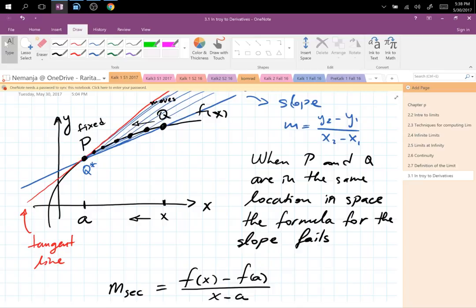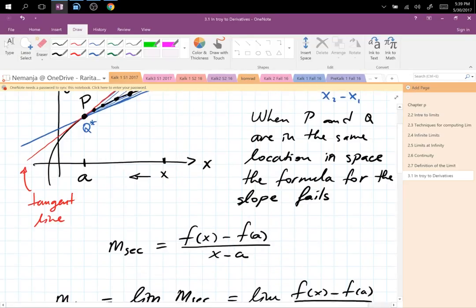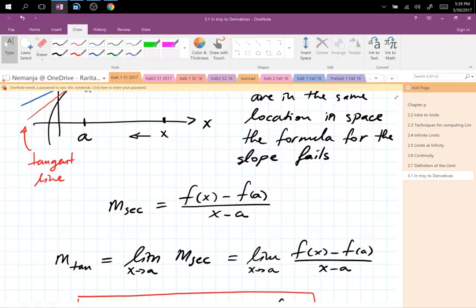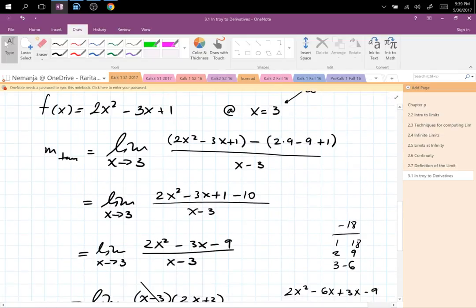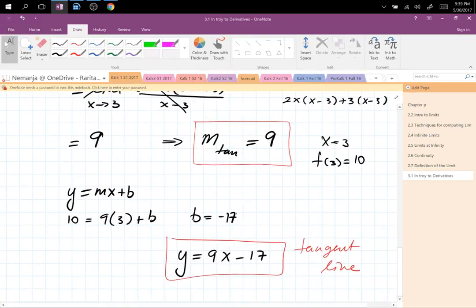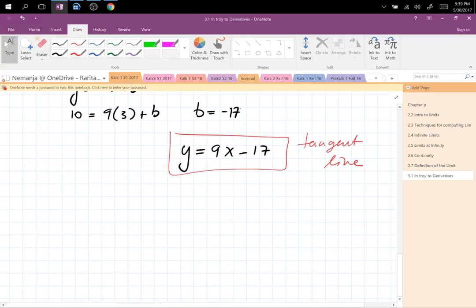But we notice that all of the blue lines are leading towards the red line, which means that we can take the limit of all of those blue lines, and we would get the red line because they all go to that point, which is this x goes to a in the bottom. When you plug everything in, we get our M tangent. So now we know how to find the slope of the tangent line first, and then how to find the tangent line.